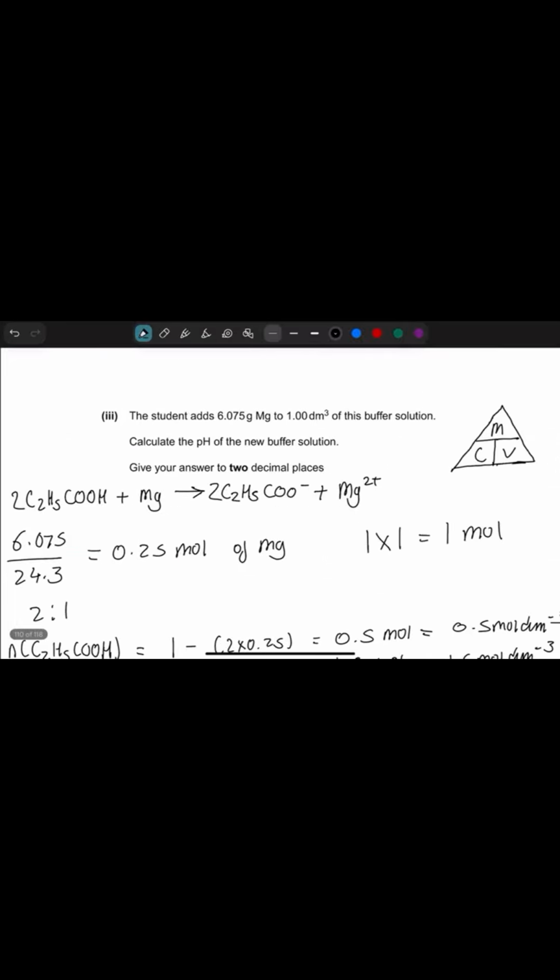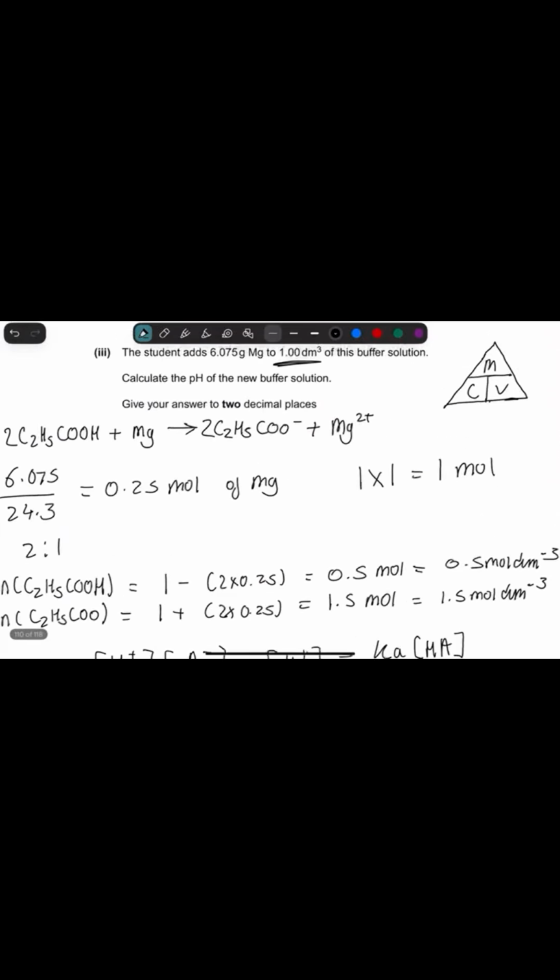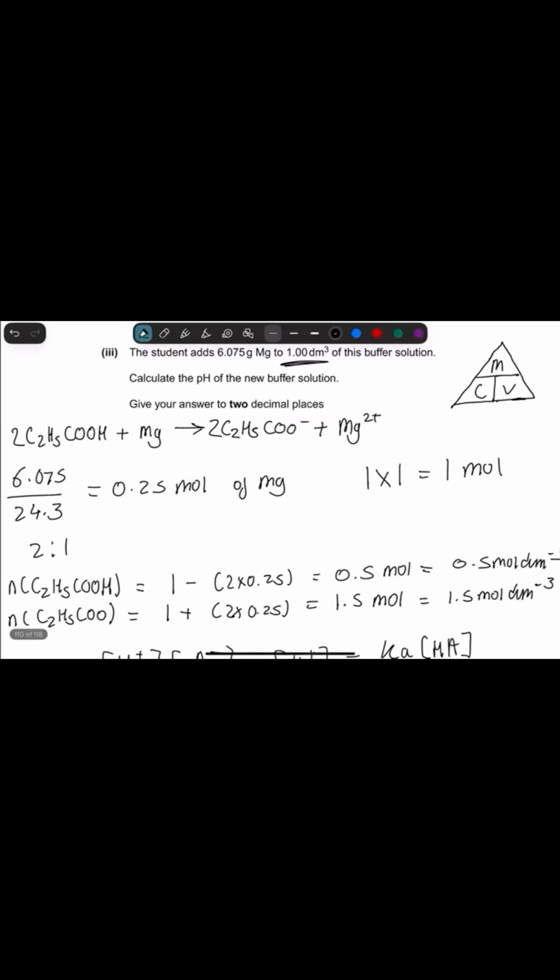Now, the calculation is always going to be the toughest part here. So, I start with the equation. I've written out the ionic equation for what's going on here. Yeah? Now, let's work out the moles of magnesium. So, we do the mass divided by the Mr, we get 0.25 moles. Cool. I'm also going to work out the moles of our buffer. So, they've told us that it's 1 decimeter cubed. They've also told us that both of the concentrations are 1 mole per dm cubed, meaning 1 times 1, we just will get that it's 1 mole.